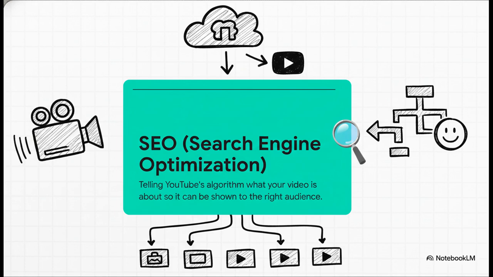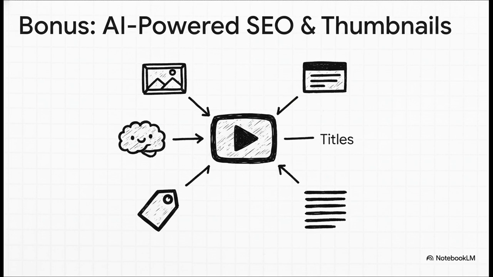But creating a great video is only half the battle. Seriously. If no one can find it, it doesn't matter how good it is. That's where SEO comes in, search engine optimization. This is basically how you tell the YouTube algorithm exactly what your video is about so it can recommend it to the right viewers. And of course, AI can totally automate this whole process for you.